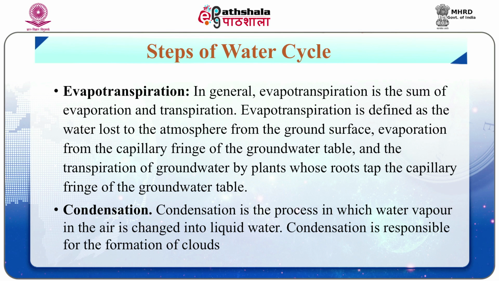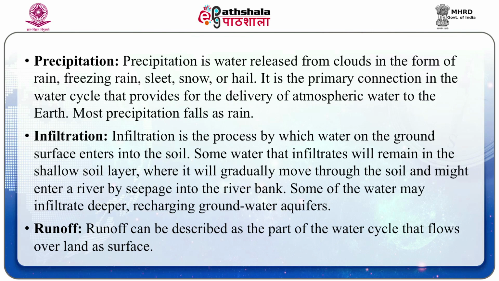Evapotranspiration is defined as the water loss to the atmosphere from the ground surface, evaporation from the capillary fringe of the groundwater table, and the transpiration of groundwater by plants whose roots tap the capillary fringe of the groundwater table. Condensation. Condensation is a process in which water vapor in the air is changed into liquid water. Condensation is responsible for the formation of clouds.